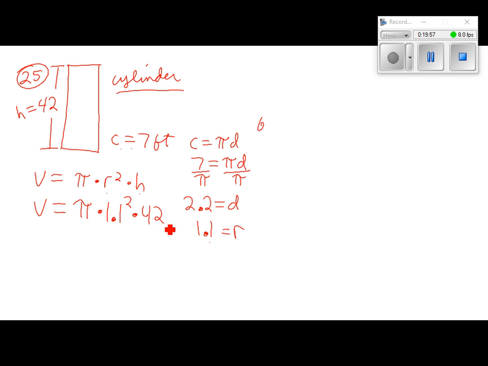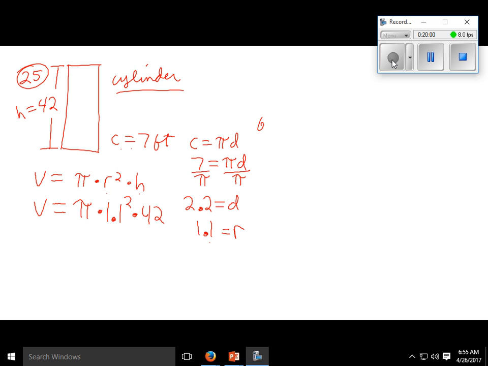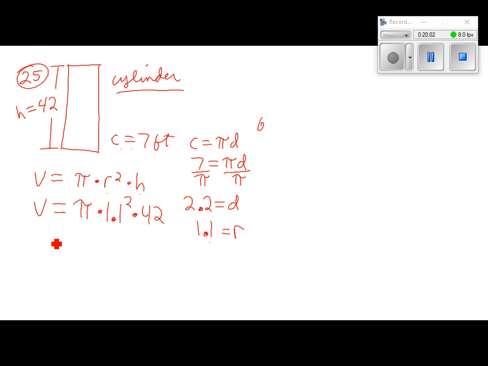Grab your calculator and punch all that in. When I punch it all into the calculator, I end up with about 159.7, and our units, since we're dealing with volume, are feet cubed. So we can expect to get almost 160 cubic feet of wood out of that tree.